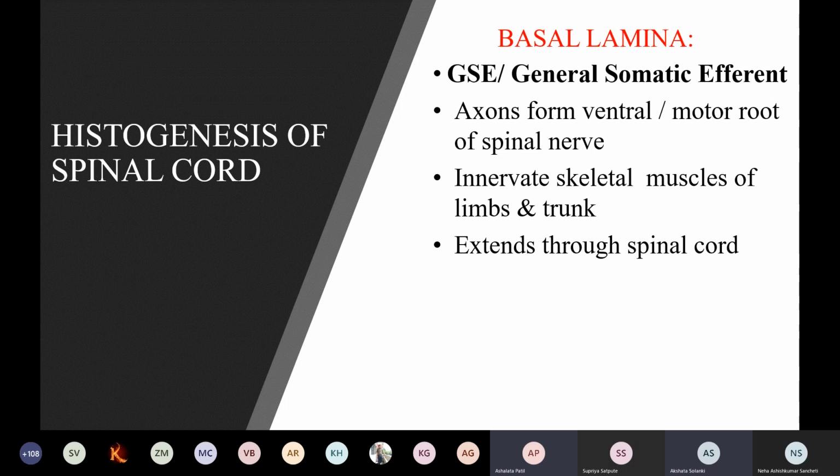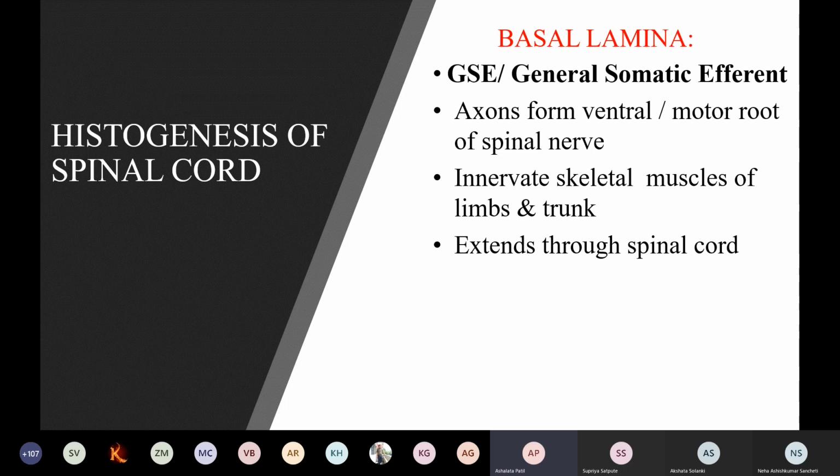Now these basal lamina cells have the motor nucleus. So there are functional components. What are these in the case of the spinal cord? It is called the general somatic efferent. What does that mean? The axons of these anterior horn cells form the ventral root or the motor root of the spinal nerve. And what is their destination? They innervate the skeletal muscles of the limbs and trunk. So we call this the motor component of the spinal nerves.